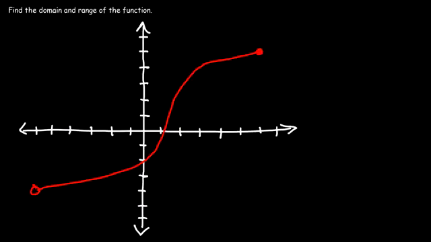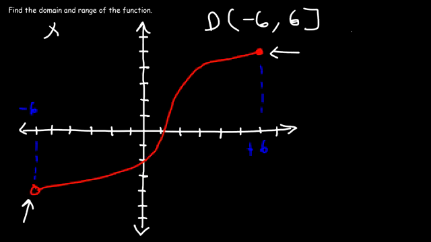Now go ahead and try that example. Find the domain and range of the function. So let's start with the x values. The lowest x value is at -6, and the highest we could see is +6. Now notice that we have an open circle at -6, so -6 is not included. So I'm going to use the parentheses for that. So it's going to be -6 to 6. But here we have a closed circle, so that's going to be associated with a bracket. And so that's the domain for this particular function.